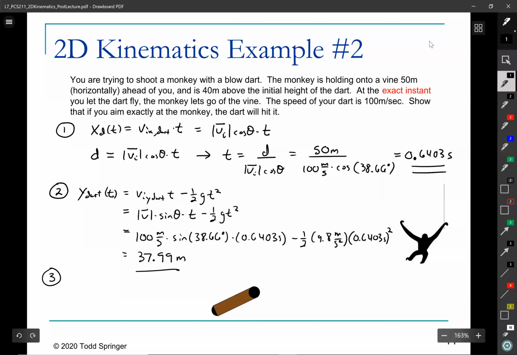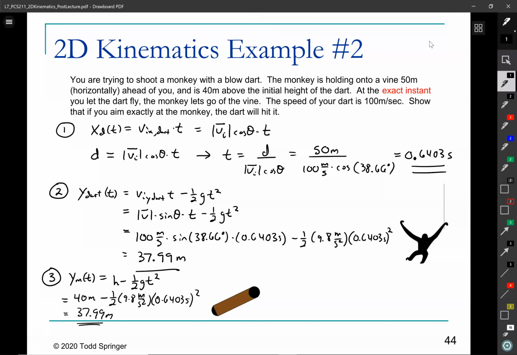Last step. What's the height of the monkey at that time? The monkey's equation looks like this: h minus 1/2 gt squared. So that is 40 meters minus 1/2 times 9.8 meters per second squared times 0.6403 seconds squared. And I plug in the numbers, I get 37.99 meters.